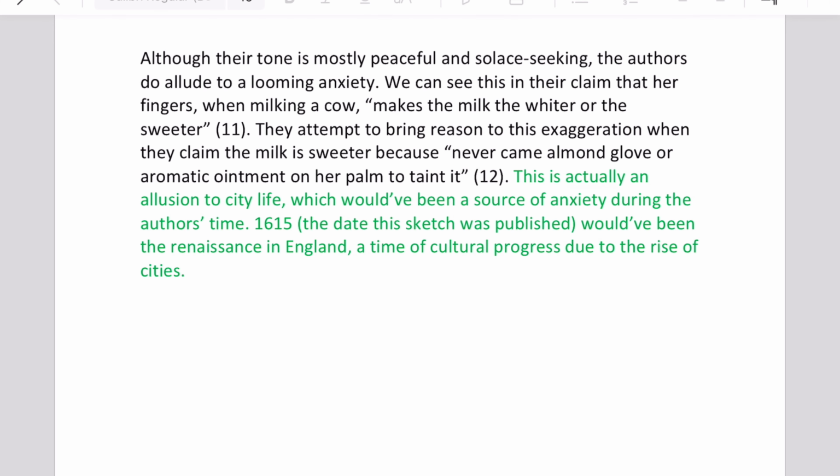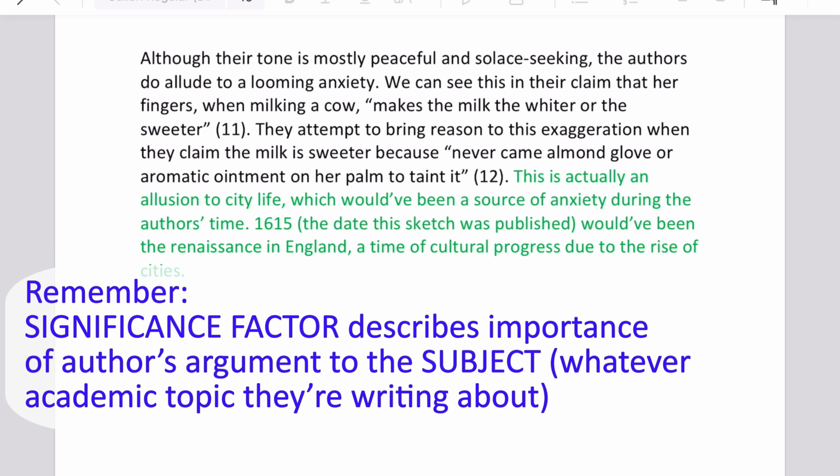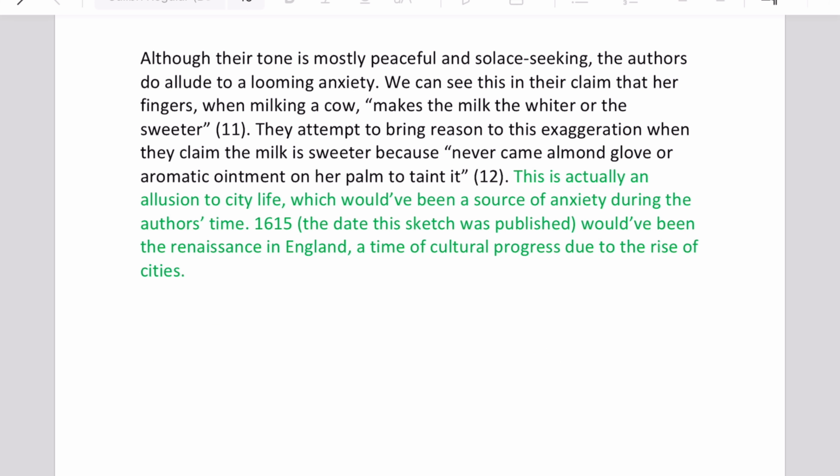Okay, here's my next part. Like I mentioned, you always want to show that you're in tune with your significance factor and that you're in tune with the subject that the authors are talking about. So here I'm saying, hey, this is actually an allusion to city life. And this would have been a source of anxiety during the author's time. You look at the text details, which is a thing you'll need to do for the rhetorical analysis. It says the date of publication is 1615.